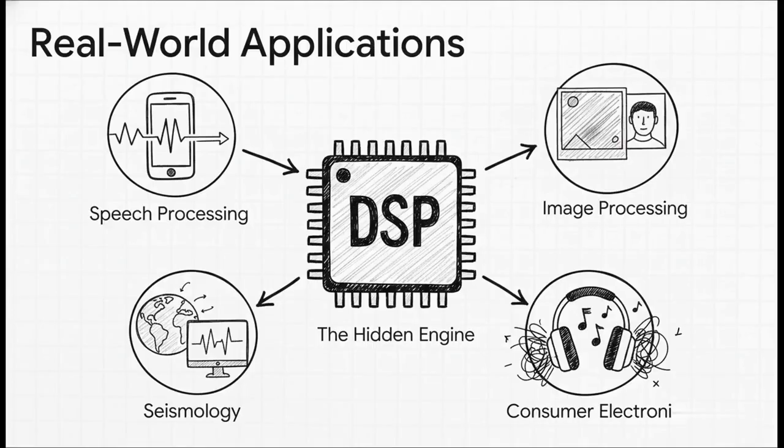And this brings us right back to that riddle from the beginning. Your voice? It's cleaned up by DSP so your voice assistant can understand you. A photo? It's sharpened and brightened using DSP and editing software. And those tiny tremors from an earthquake, DSP is used to analyze them and figure out exactly where the quake came from. And get this, those noise-canceling headphones, they're using a system that listens to the noise around you, and in real time, it creates the exact opposite sound wave and plays it in your ear to cancel the noise out. That is pure DSP at work.